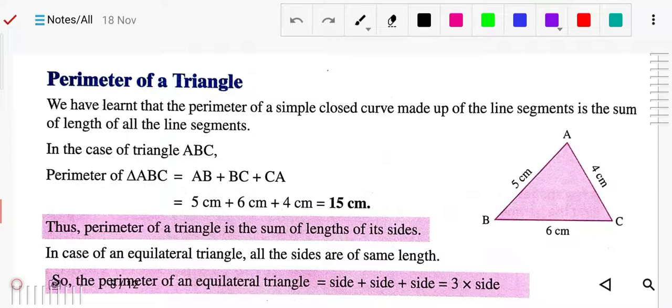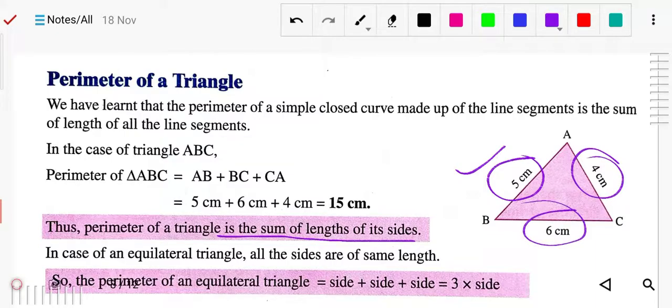As we know, the perimeter is the sum of all the sides of any polygon. Sum of the sides means we take the lengths given for the sides of the polygon, add them, and get the perimeter. The perimeter of a triangle is the sum of the lengths of its sides. Like, to find the perimeter of this triangle, we can add 5 plus 4 plus 6, so this is 15. Likewise we can do others.